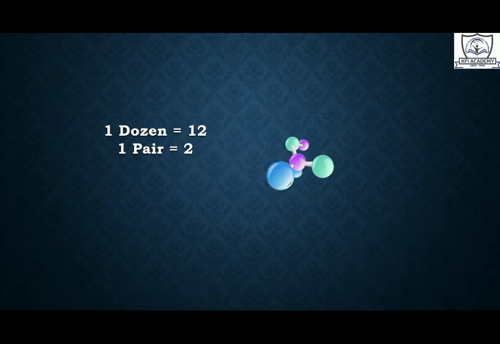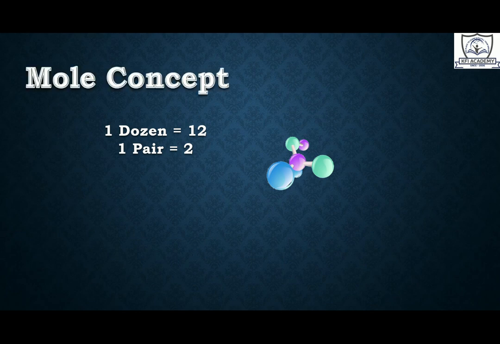So 1 dozen, that means nothing but 12. 1 pair is equal to 2. Volume can be measured in liters. Like that, amount of the substance can be measured in terms of mole. Mole is one of the basic SI units. Amount of the substance, the unit is mole.